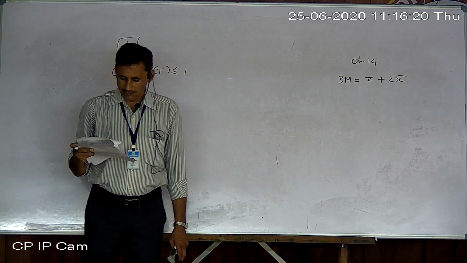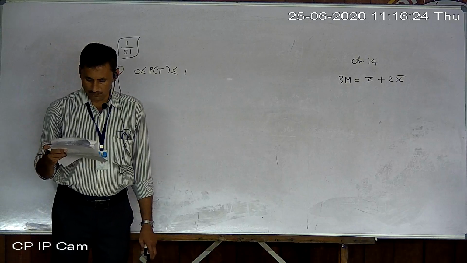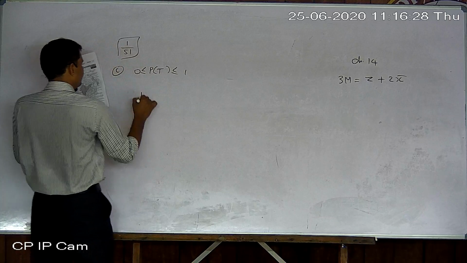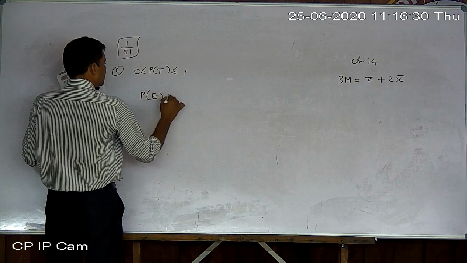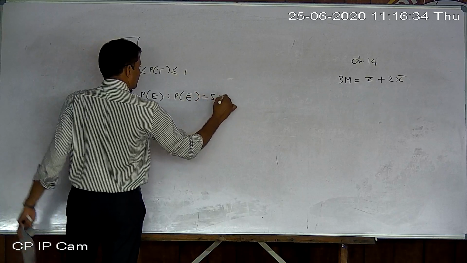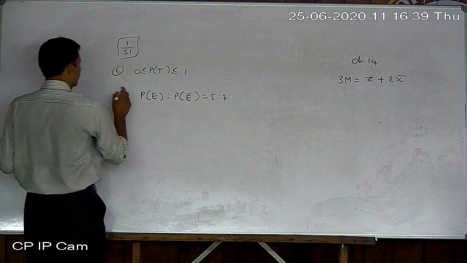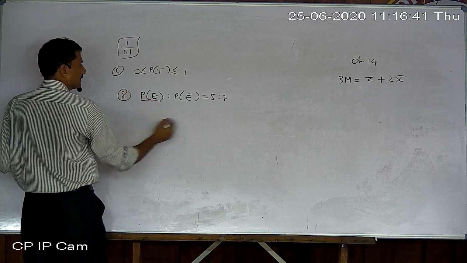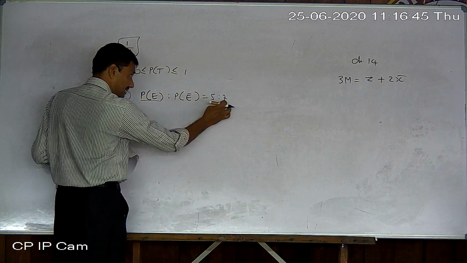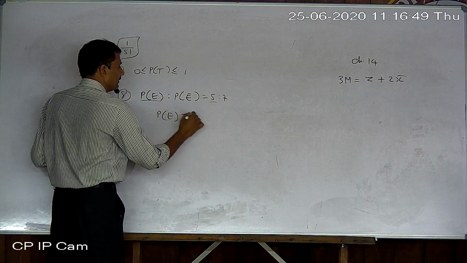In number 8, P of E is to P of E bar, where E bar means complementary, is equal to 5 is to 7. Then P of E. In this type of sum, you can find the answer directly also. How? I will give you a short trick. In number 8, P of E's number is 5 and P of E bar's number is 7. So the answer of P of E becomes 5 upon 12.